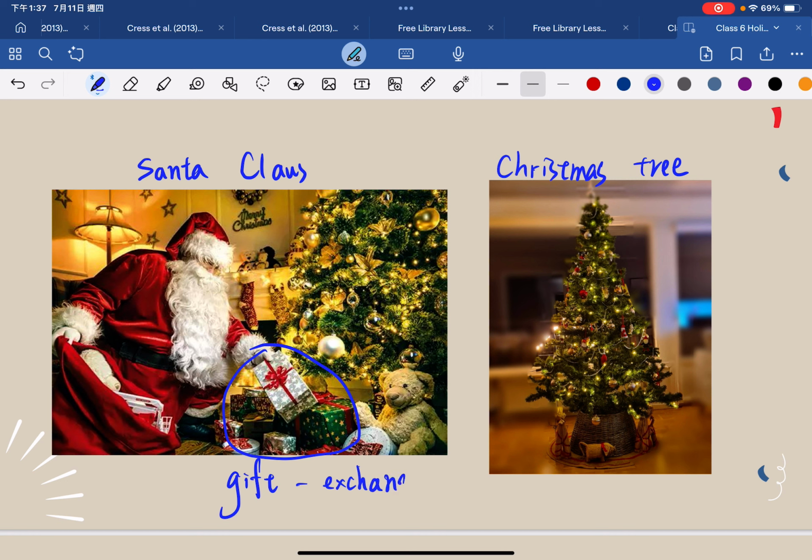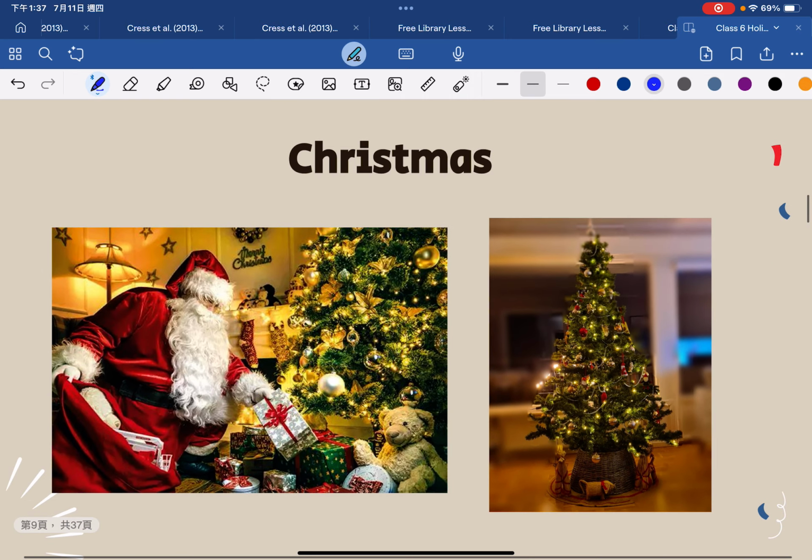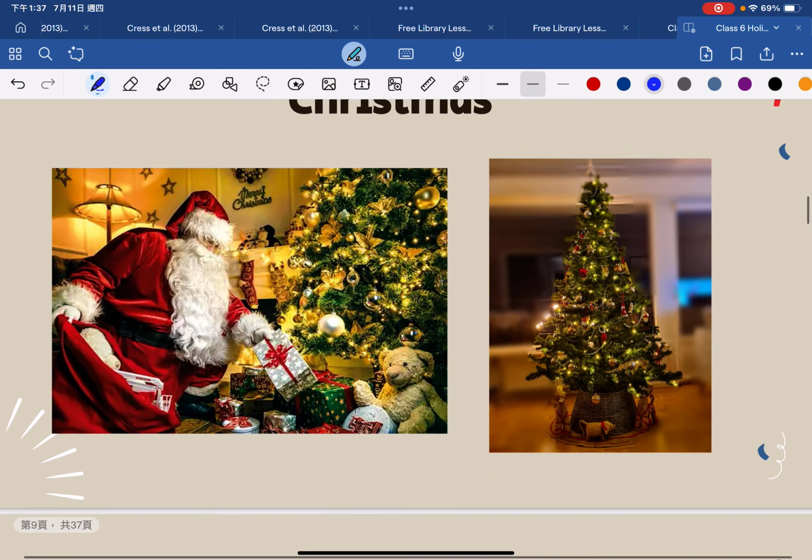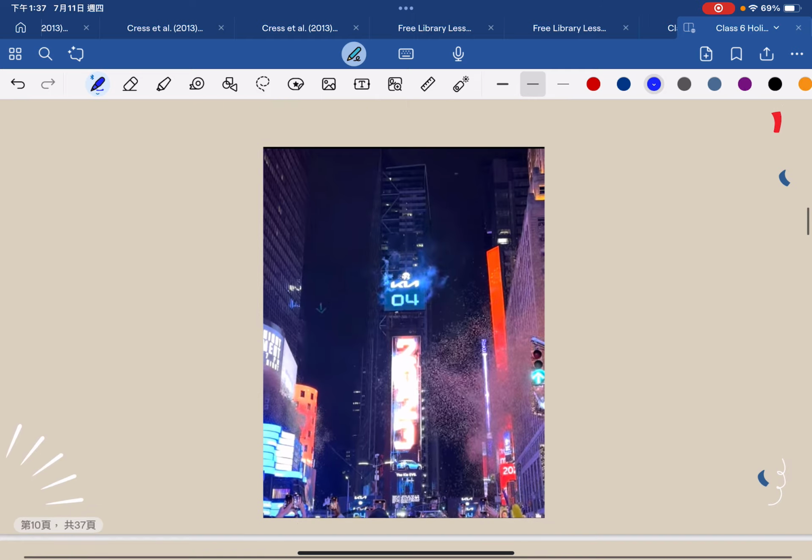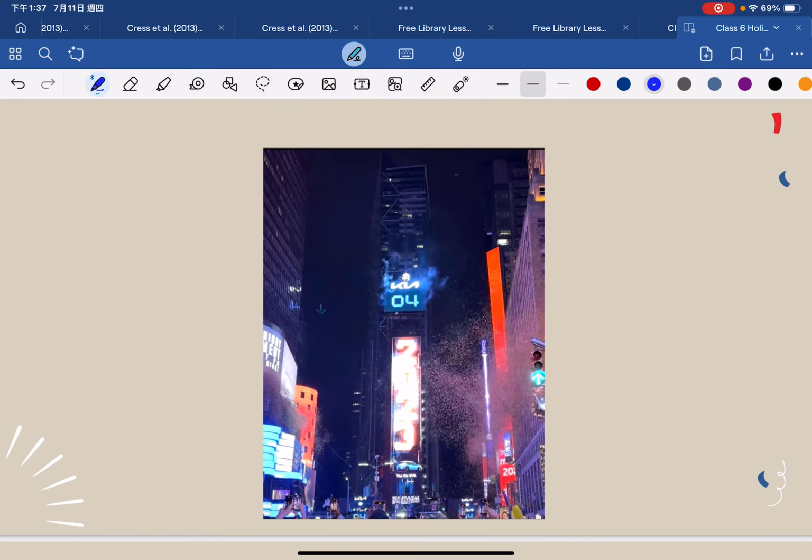So people will exchange gifts, right? So it's Christmas. So next one, what is this place? It is New York Times Square, right?